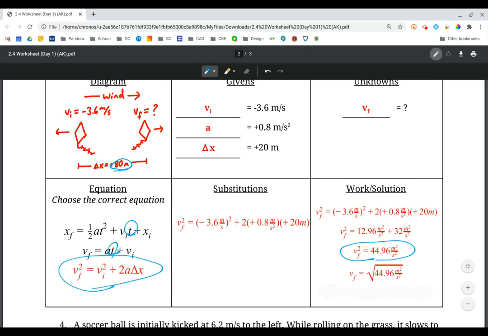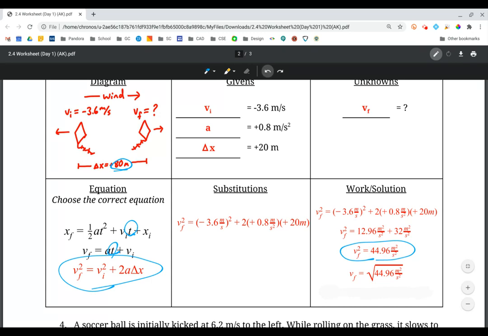And so one thing that can cause mistakes when using this equation is that the values are squared. And so when we're solving for a final velocity here, we end up with a number that is equal to the final velocity squared.